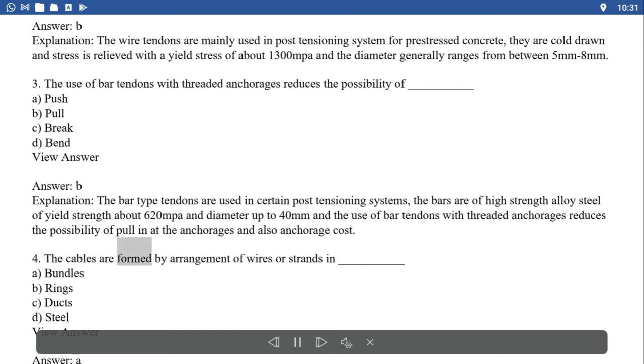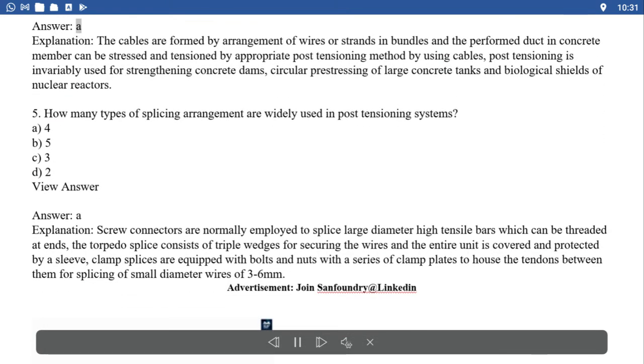4. The cables are formed by arrangement of wires or strands in ______. A. Bundles. B. Rings. C. Ducts. D. Steel. Your answer: Answer A.